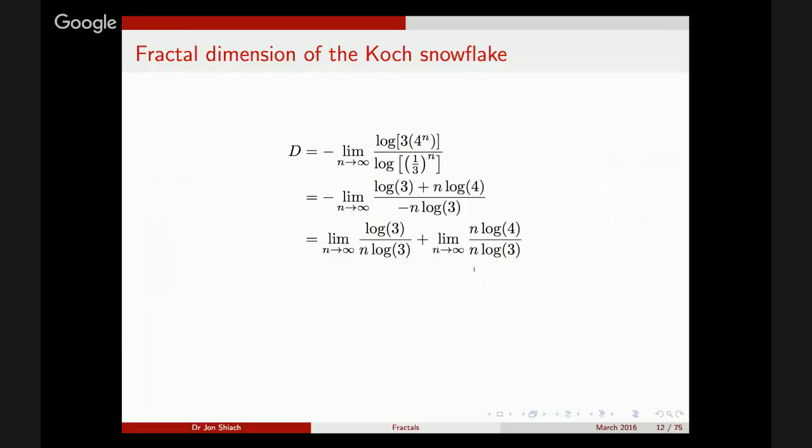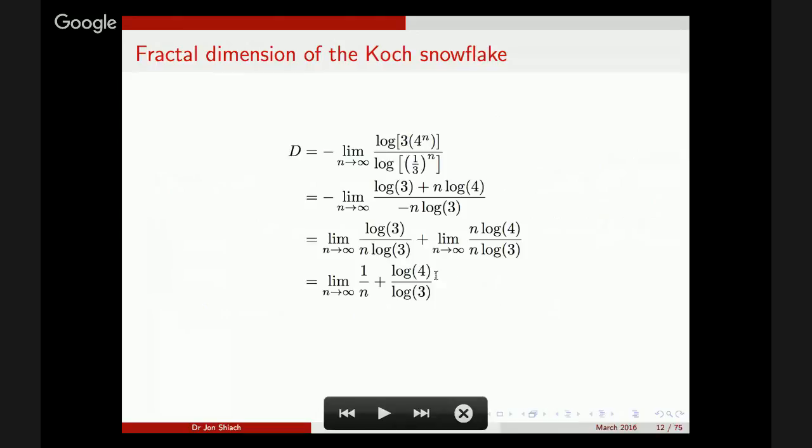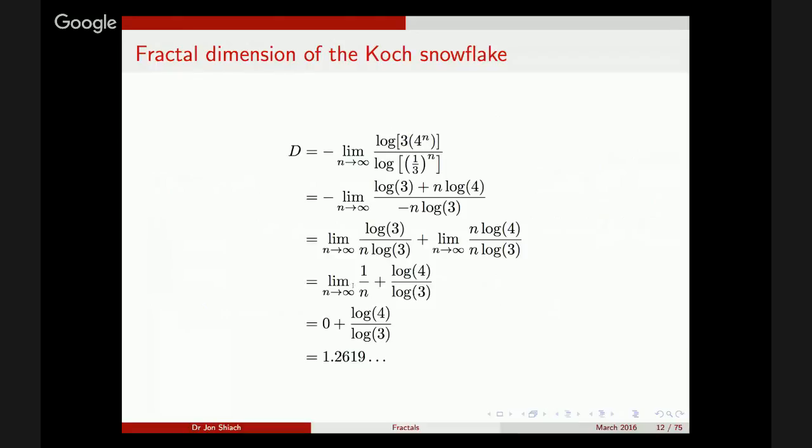On the second one, we have n over n, so those n's are going to cancel out. On this one, as n gets really, really large, this one's just going to go to 0. A number over a very, very large number is going to be very, very close to 0. On the second limit, I can just get rid of the limit because we've got no more n's. And this first limit is just going to go to 0. So I've got log 3 over 4. Log 3 over log 4, sorry. Log 4 over log 3, other way around. So that gives us a fractal dimension of 1.26, something or other.